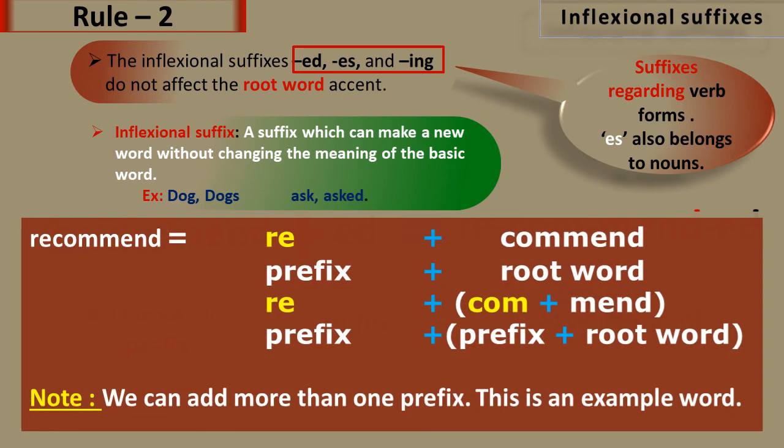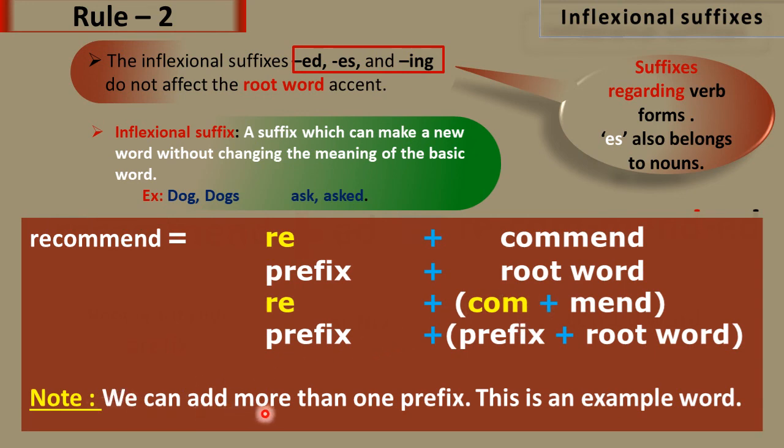So here, recommend is re plus commend, and this is the root word, and re means prefix, commend means root word. Again, the root word can be divided like this: re plus com plus mend. So here re is already a prefix, and again com is a prefix, and here mend. So commend can be divided again into prefix plus root word. So that means we have two prefixes.